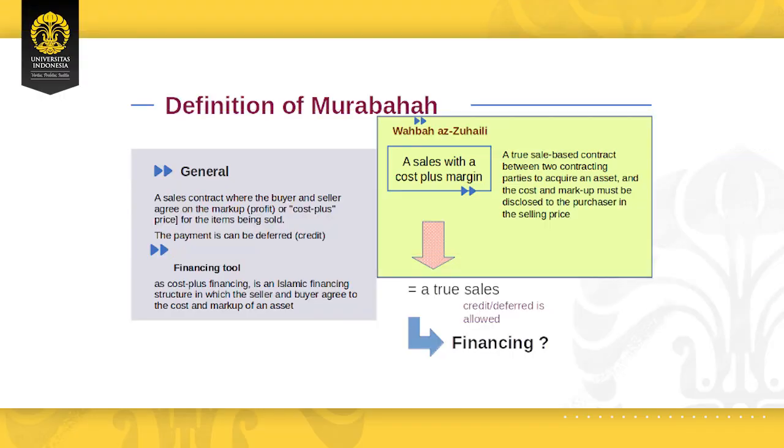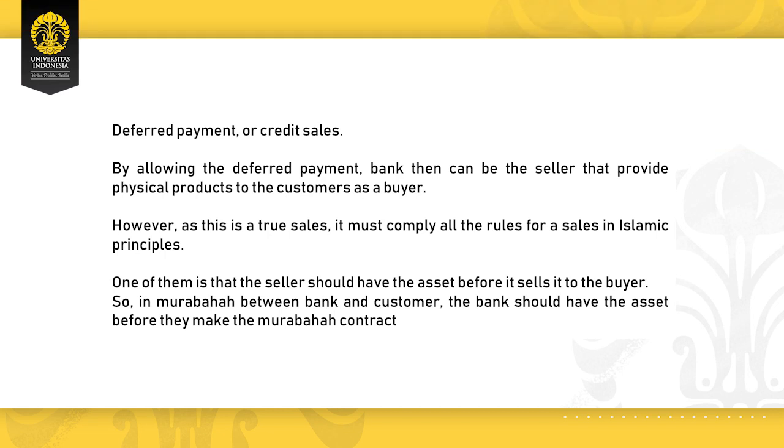Then, why can it be a financing tool while this is a pure sales? The answer is because Murabahah can be done with a deferred payment or credit sales. By allowing the deferred payment, the bank can then be the seller that provides physical products to the customers as a buyer. However, as this is a true sales, it must comply with all the rules for a sales in an Islamic principle. One of them is that the seller should have the asset before it sells it to the buyer. So in Murabahah between bank and customer, the bank should have the asset before they make the Murabahah contract.